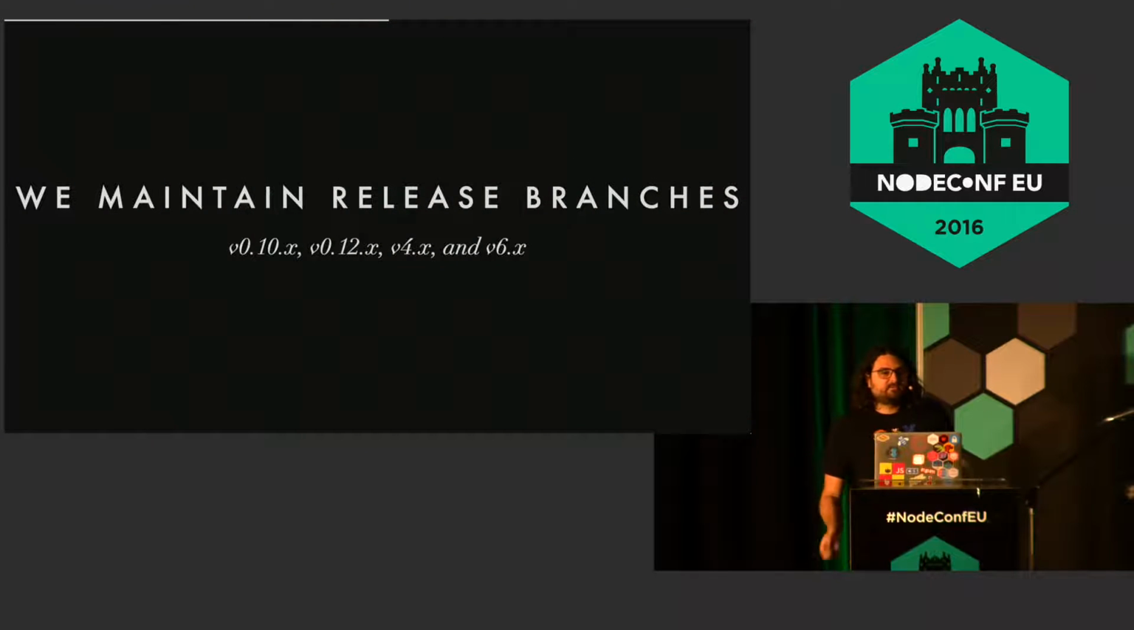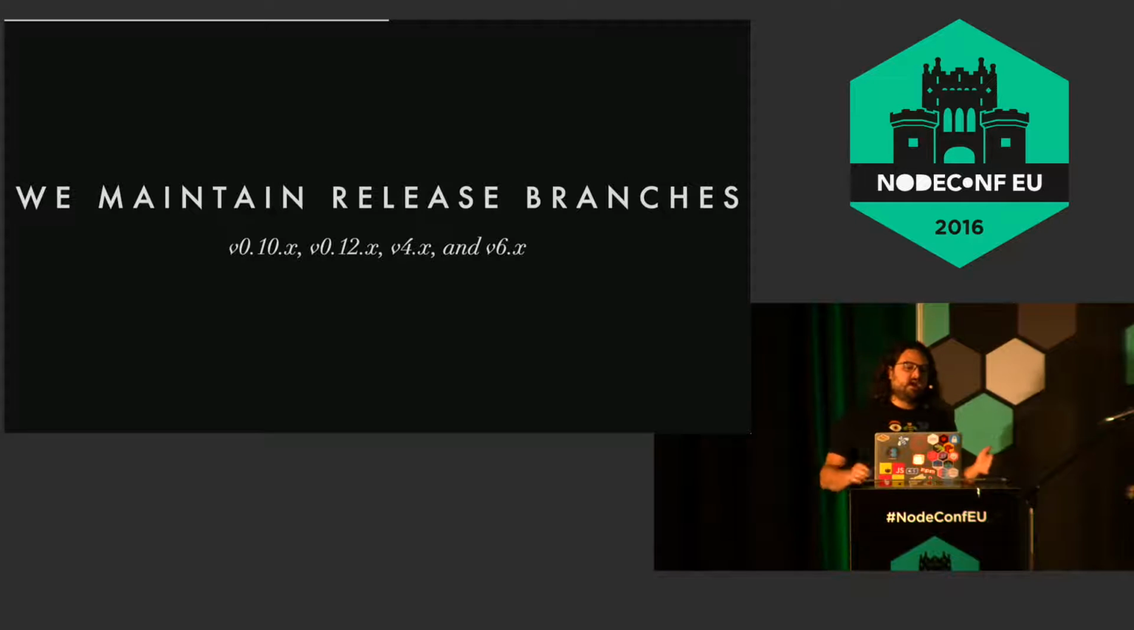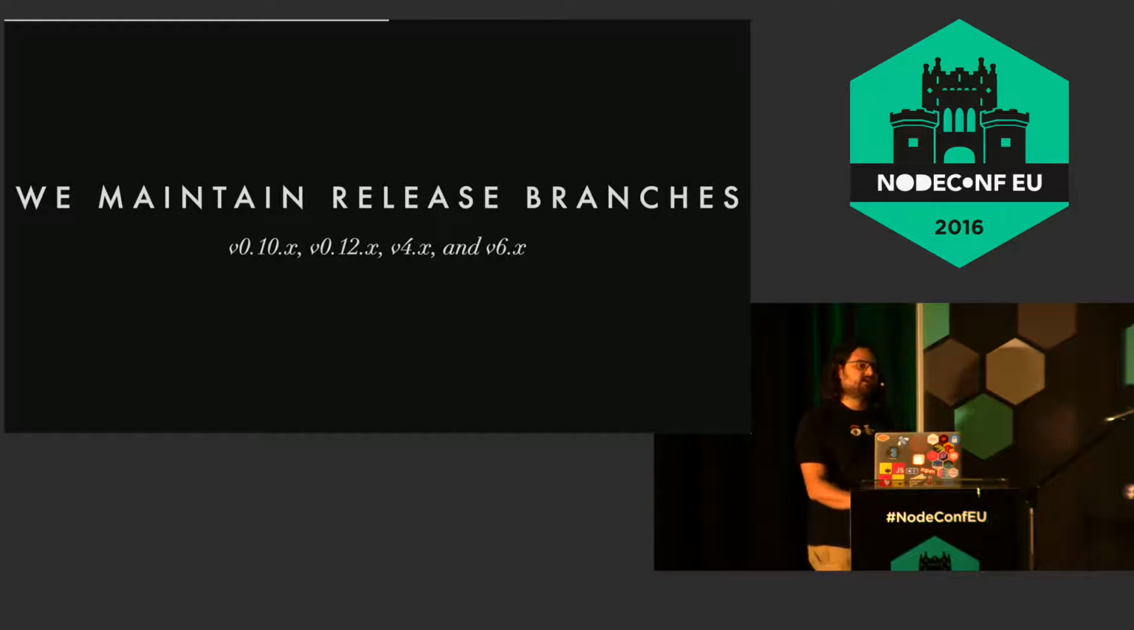But we maintain release branches. So for every release line, we have a branch that's gone off of master: v010x, v012x, 4x, and 6x. Each of these keep track of those release lines. If you go and look at those individual release lines, you'll see that the head of those is where the last release of that release line had happened.